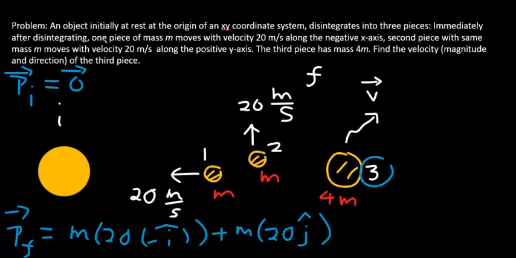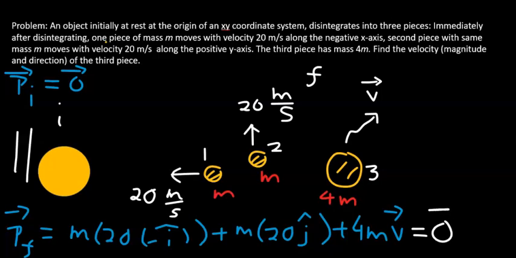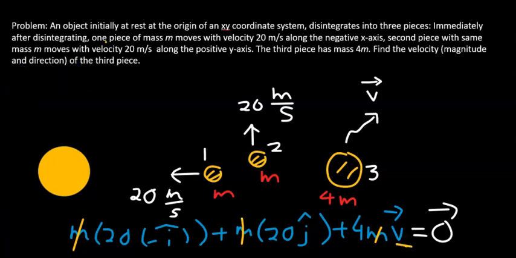Now the momentum of the third piece, the mass is 4m, velocity we don't know, that's what we want to find, so let's denote it by v. Conservation of linear momentum says the initial linear momentum of the system must be the same as the final linear momentum of the system. In other words, you must equate this entire thing to 0. So the m goes away, and you can solve for v, and that's going to give you the vector v as 5 i hat, it's 5 because it's 20 divided by 4, minus 5 j hat. So that is opposite to this 20 j hat.